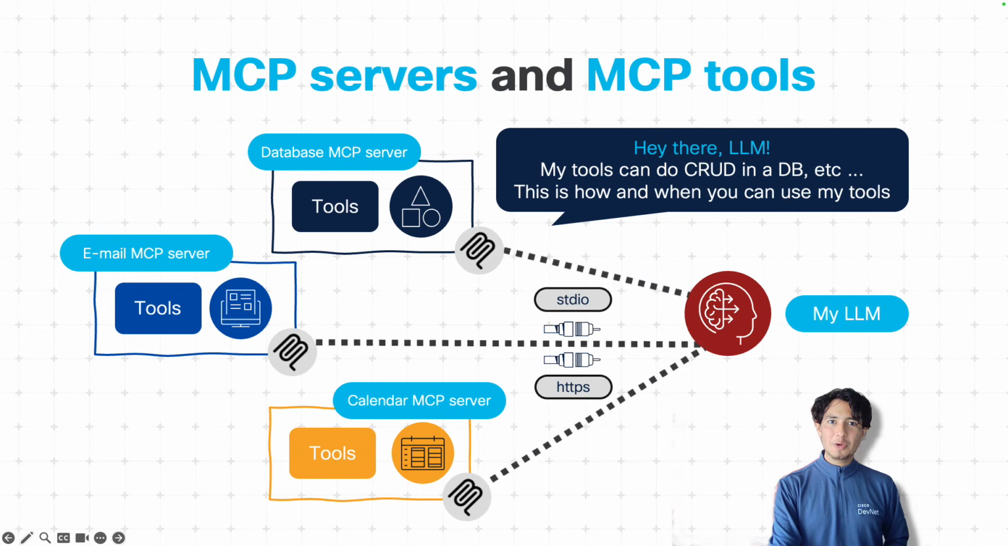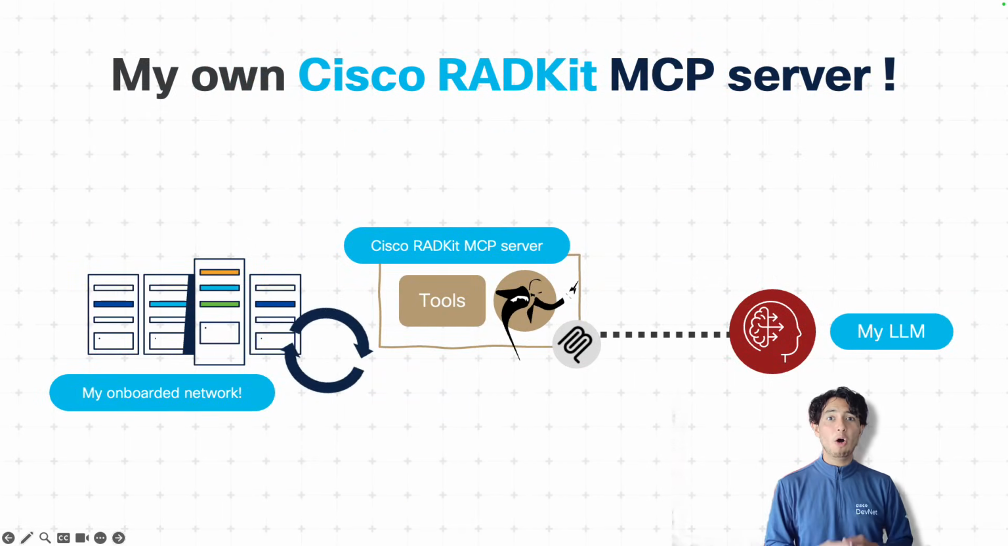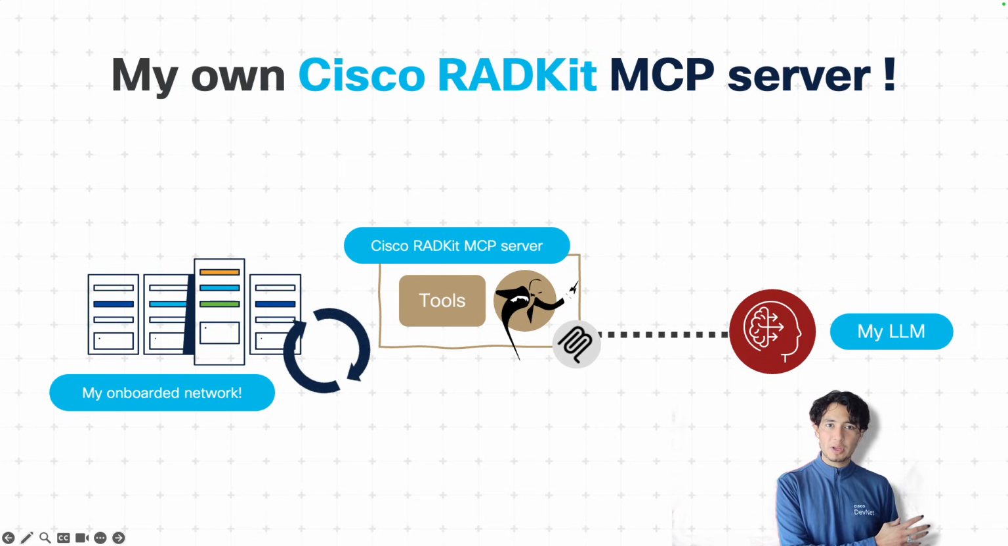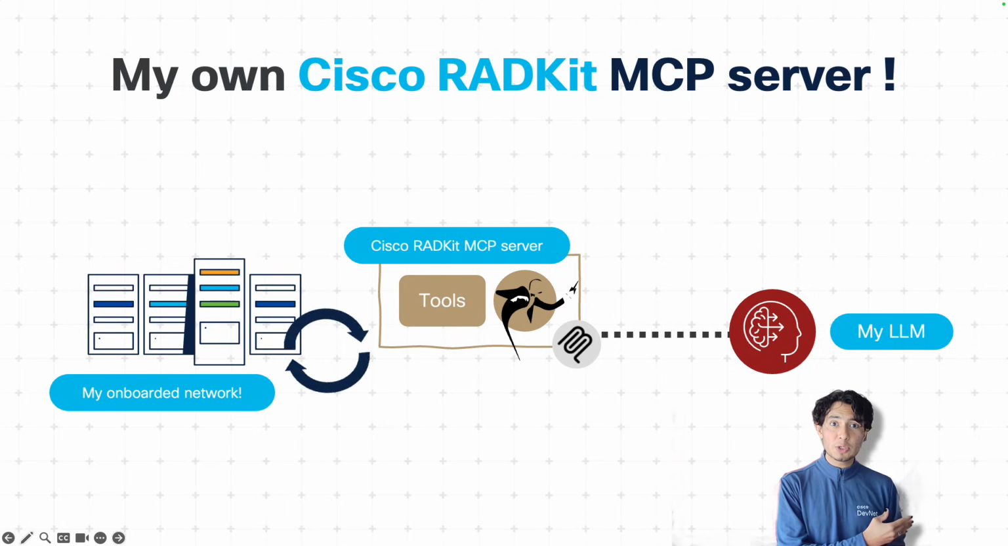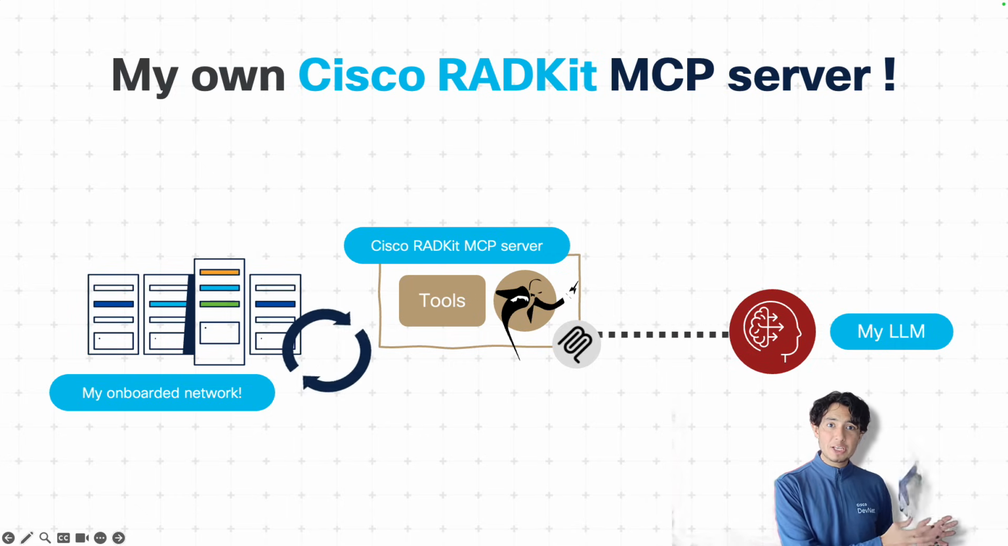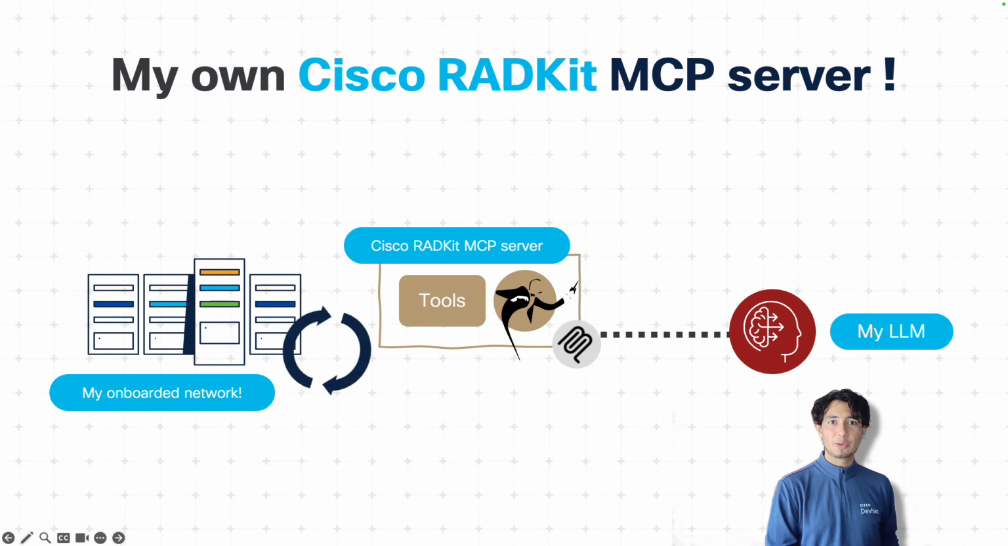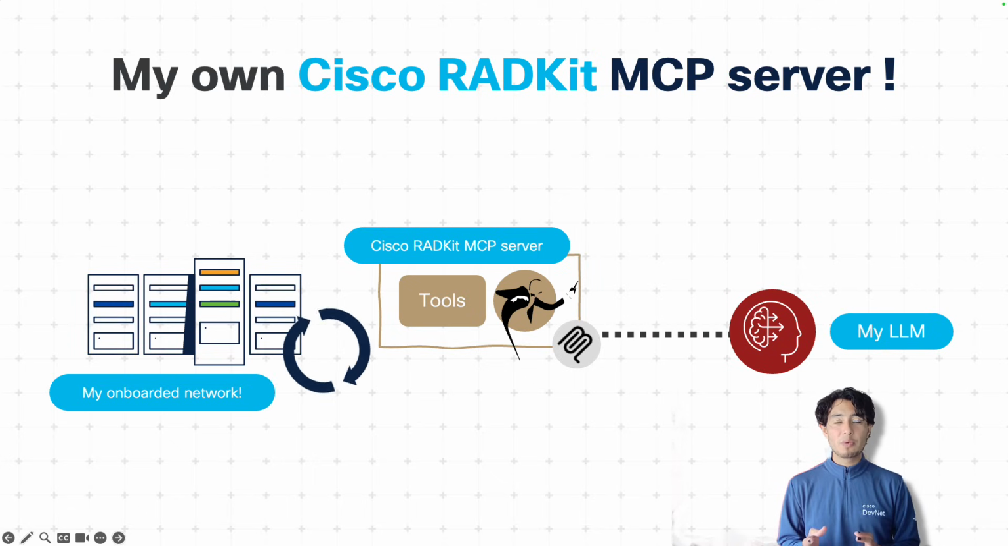So what we will do in this video is to actually take all of this and create our very own RADKit MCP server. In the background, we're going to have our onboarded network with all our onboarded devices. We will use a remote user to enable this interaction with our RADKit network. But at the very same time, we will have a collection of tools that our LLM will make use of with the MCP protocol.